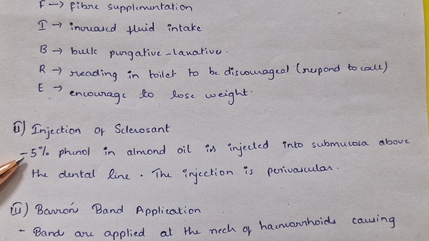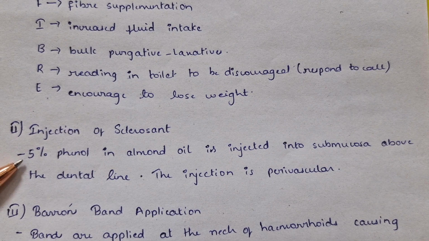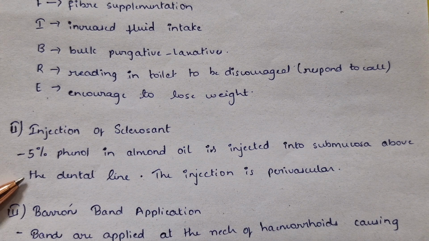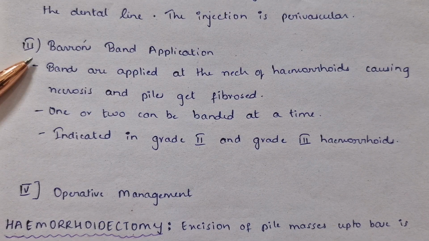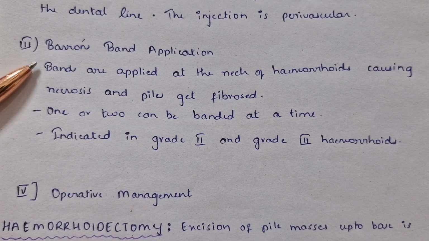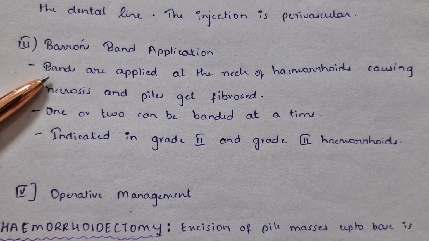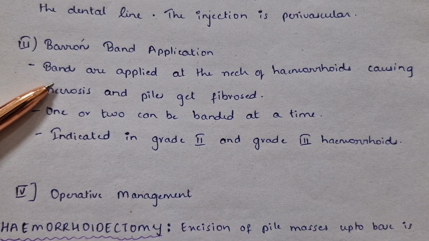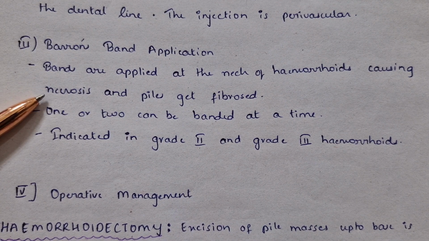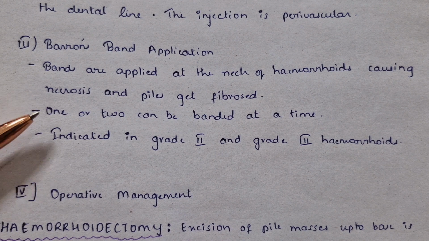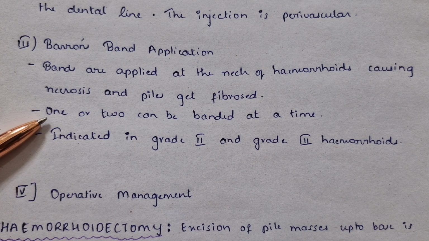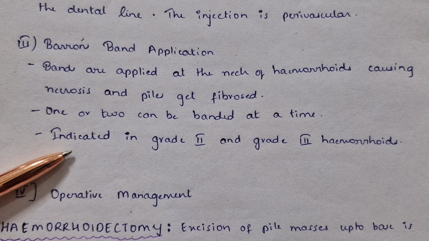Then we have injections of sclerosant. 5% phenol in almond oil is injected into the submucosa above the dentate line. The injection is perivascular. Then we have Barron's band application. Bands are applied at the neck of the hemorrhoids, causing necrosis, and the piles get fibrosed. One or two can be banded at a time. This is indicated in grade 2 and grade 3 hemorrhoids.